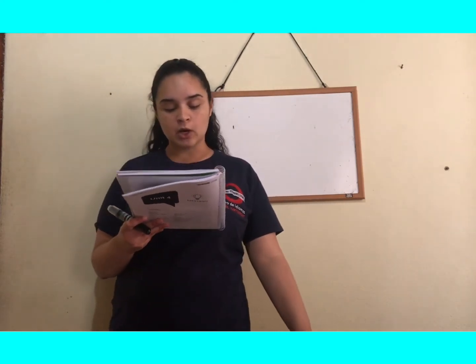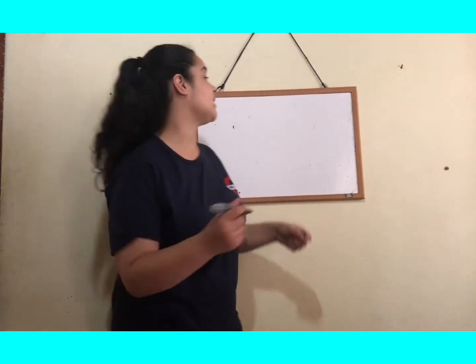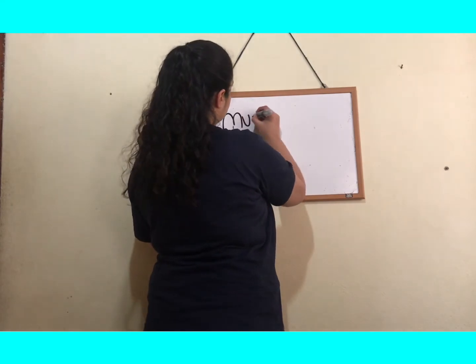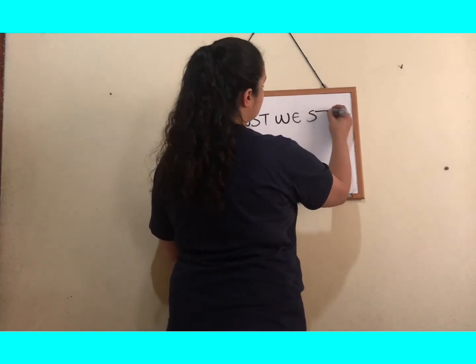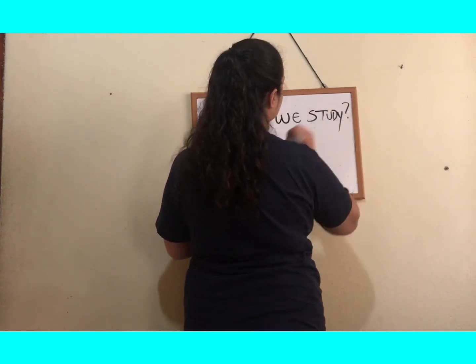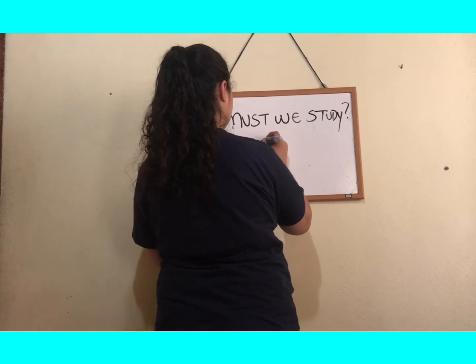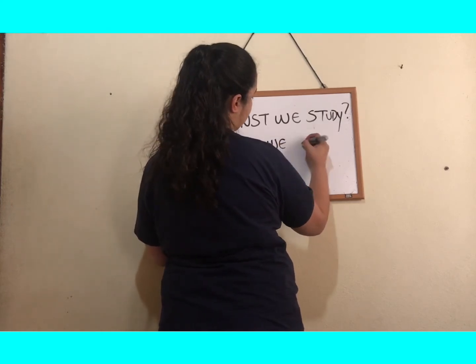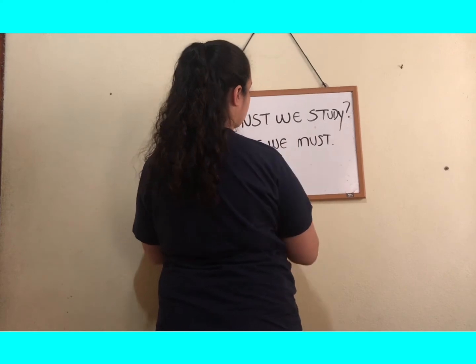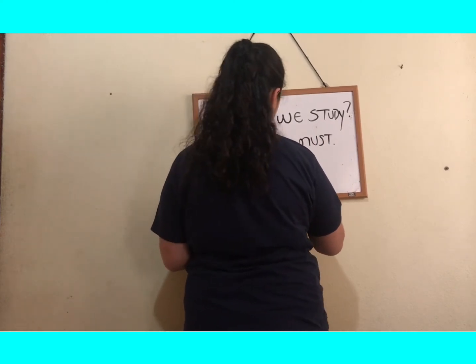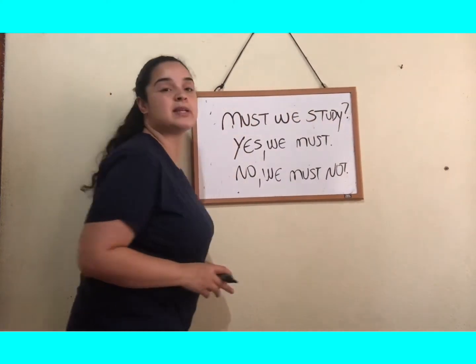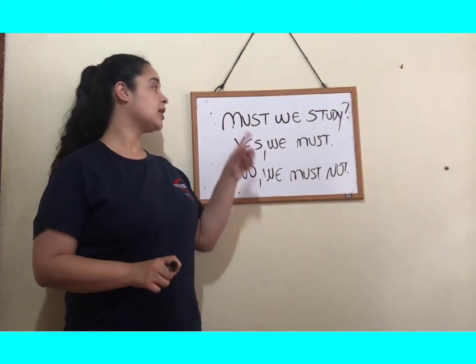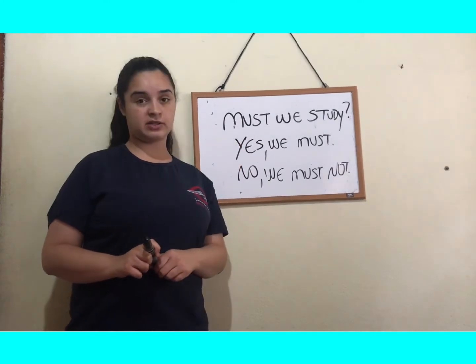Vamos lá. O must é um modal. Então ele vai funcionar que nem o can. Por exemplo, must we study. Vamos usar o study que está aí no livro. Yes, we must. Se nós temos. No, we must not. Funciona com a mesma regra de can, certo? Sem auxiliar. O que vai aqui na frente é o must.